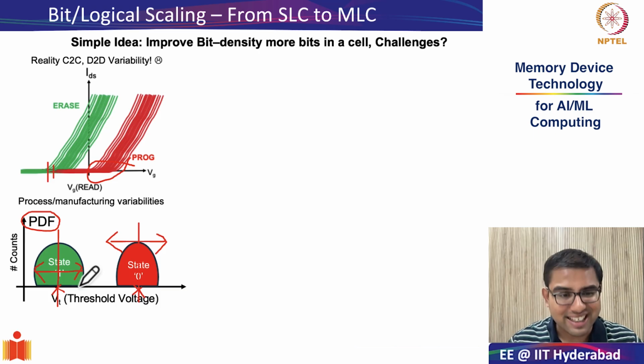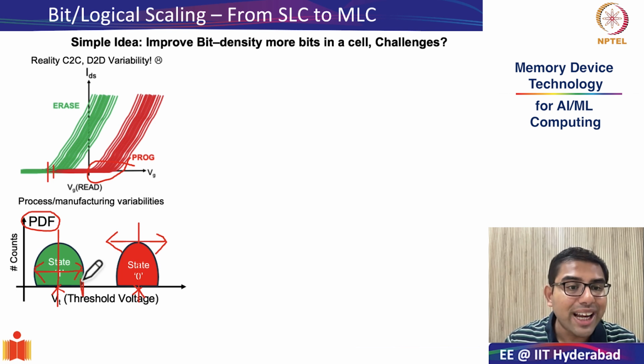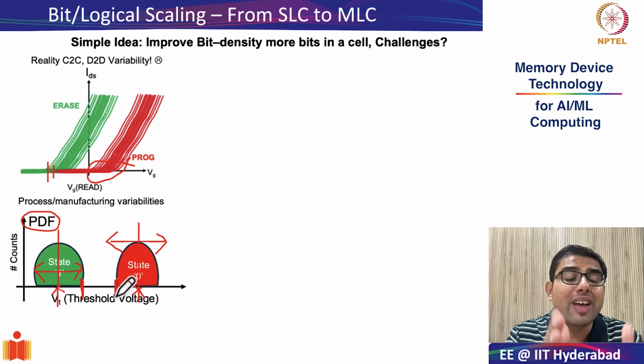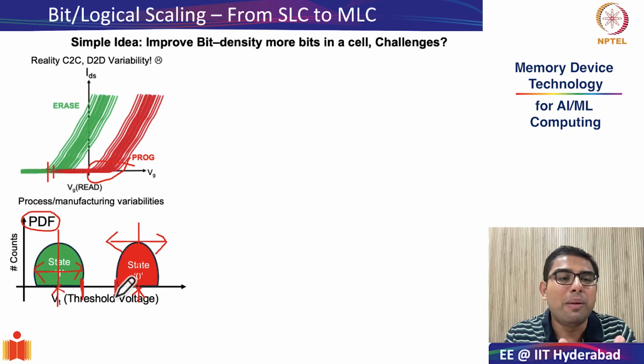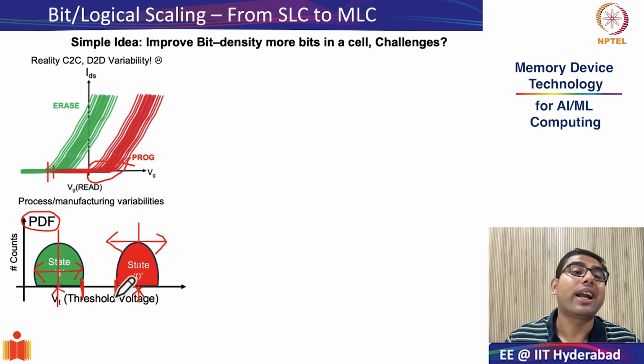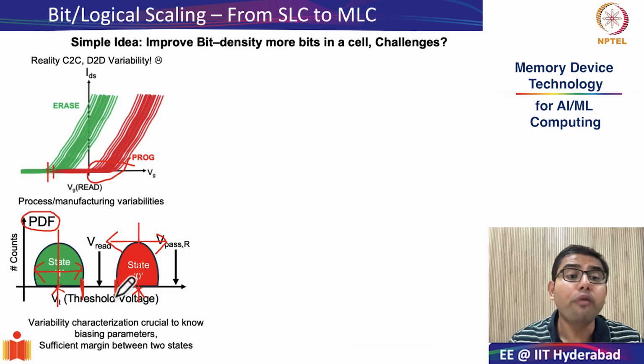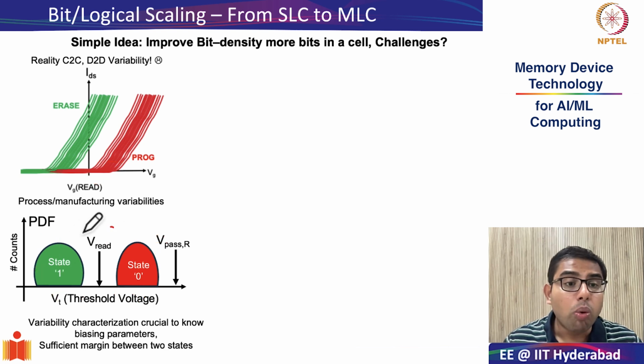Why do you have to worry about the standard deviation? Because you have to ensure that the maximum threshold value at the erase state is significantly lower compared to the minimum value in the program state. Or in other words, there has to be a sufficient margin between the state 1 values and state 0 values to do an effective read. And therefore, such variability characterization is absolutely crucial in knowing what should be the actual read voltage.